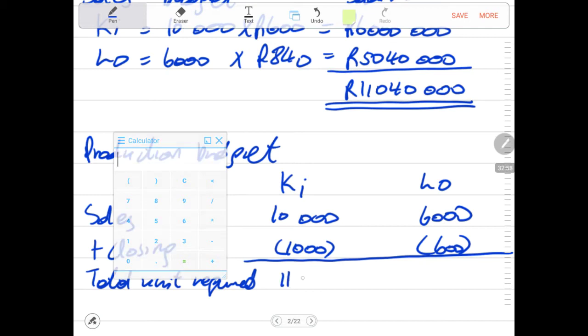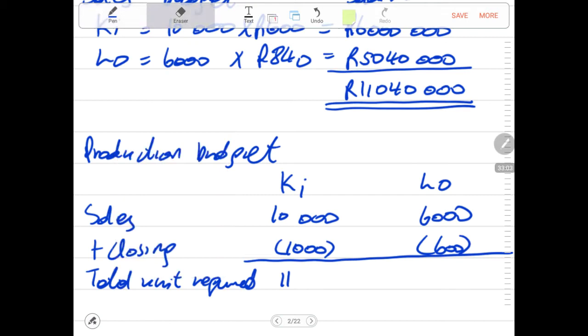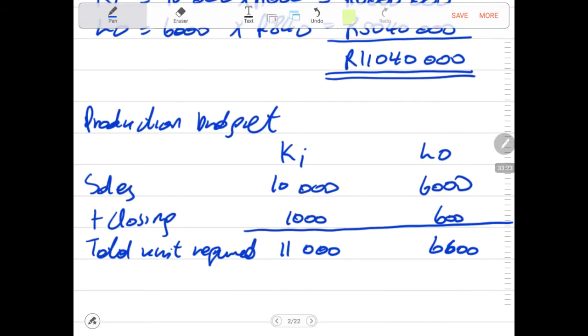We will have 11,000. I don't know why I said plus, yet I said minus. Plus closing inventory. Why are we adding closing inventories? Because closing inventory is the number of units that were manufactured in the current period. That's why now we say plus closing inventory. So we add it back so that we know how many units must be manufactured in the current period, because closing inventory would have been manufactured in the current period, because we are using the first in first out method.